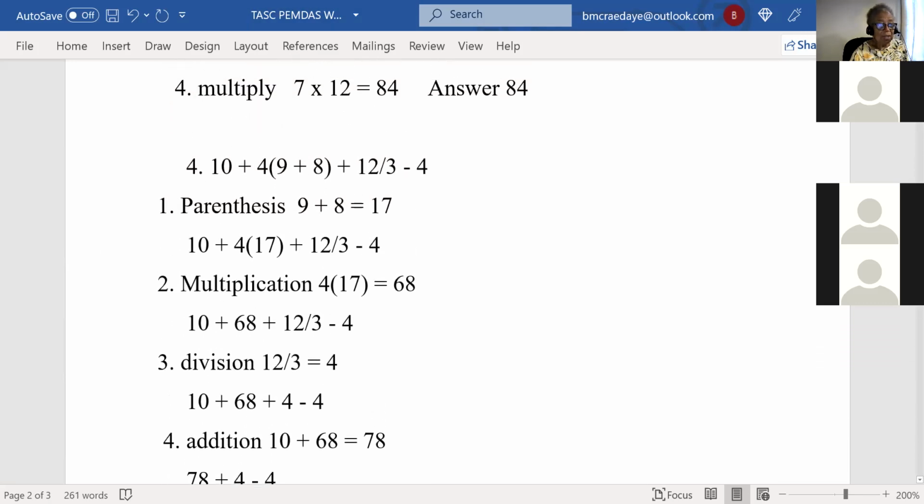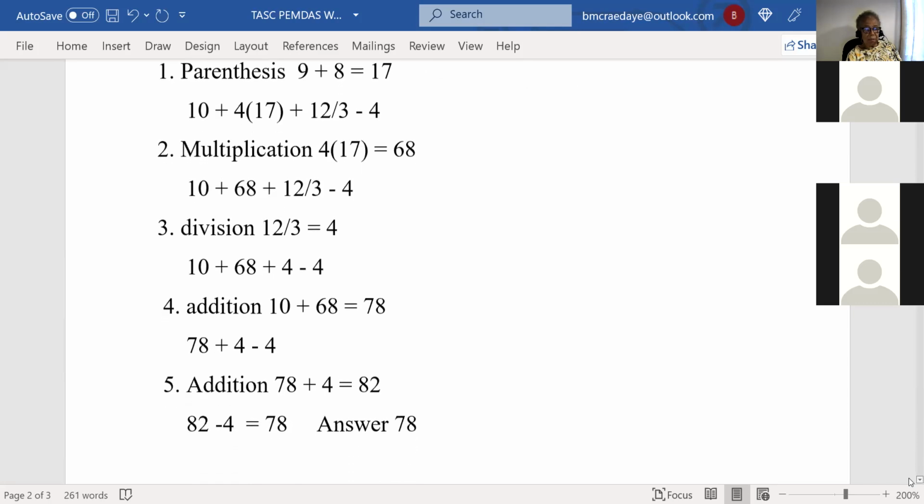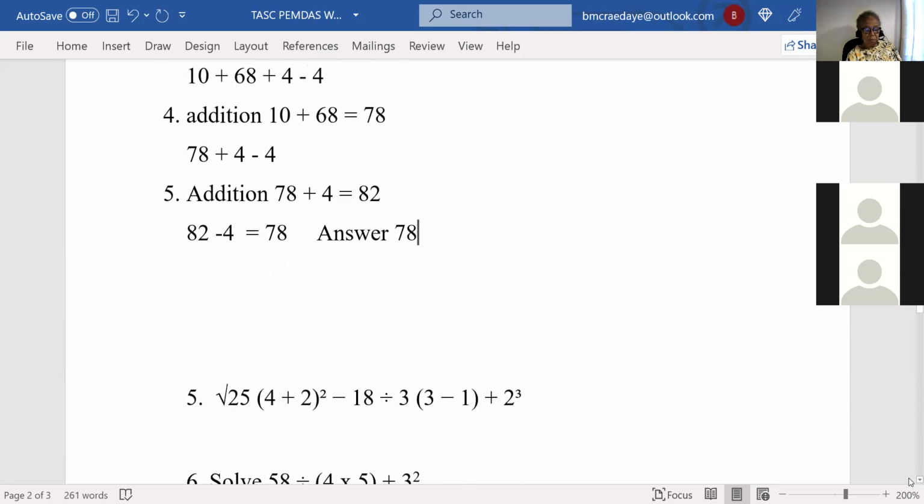But it did have parentheses, right? So we did that first. And then we go left to right: addition, multiplication, division. Well, we did the multiplication and then we did our division. Any questions? Okay, so that was number 4.